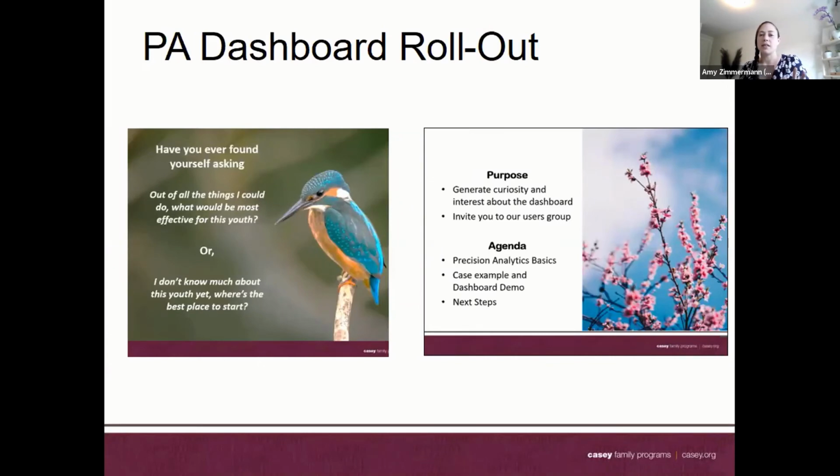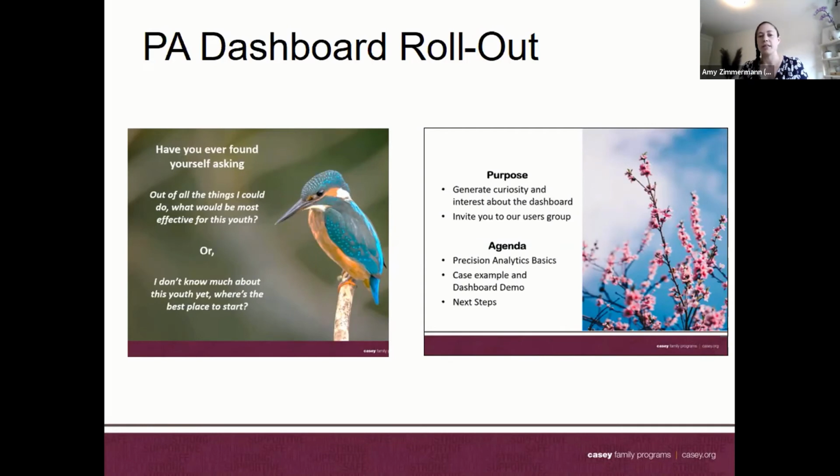So these 2 slides come from the rollout presentation. And on the left-hand side, we started out with, what is this dashboard trying to answer? What are the questions that we're getting at here in this dashboard? So it says, have you ever found yourself wondering, out of all the things I could do, what would be most effective for this youth? Or I don't know much about this youth yet, where's the best place to start? So we really wanted to ground in what are we trying to answer here?